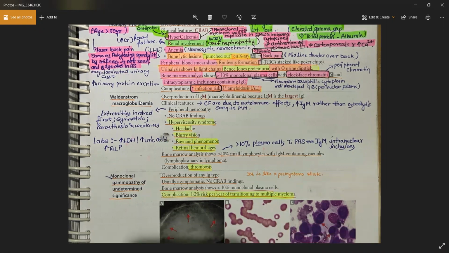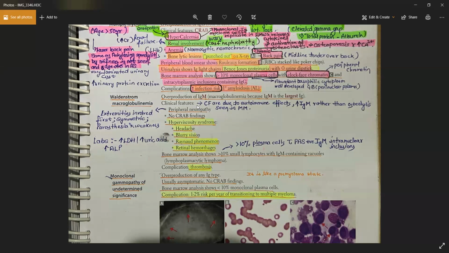Then comes the Waldenstrom macroglobulinemia, in which you are having IgM antibody production instead of IgG antibodies. Because these IgM antibodies are very large and in a pentameric form, whenever you have these antibodies in the blood, they will first cause the symptoms of viscosity. Because of this, you will get headache and blurring of vision. You will also get clumping of the blood at peripheral sites like the fingers, so you'll get Raynaud's phenomenon also. You can also get retinal hemorrhages.